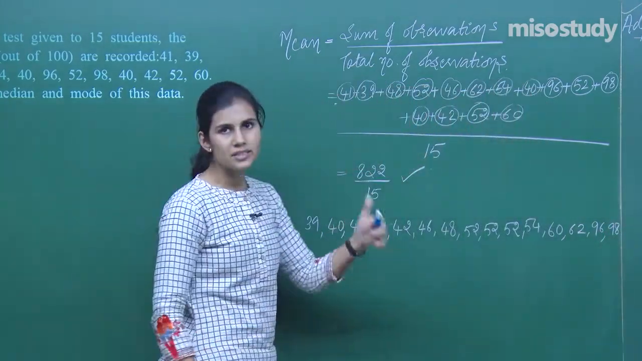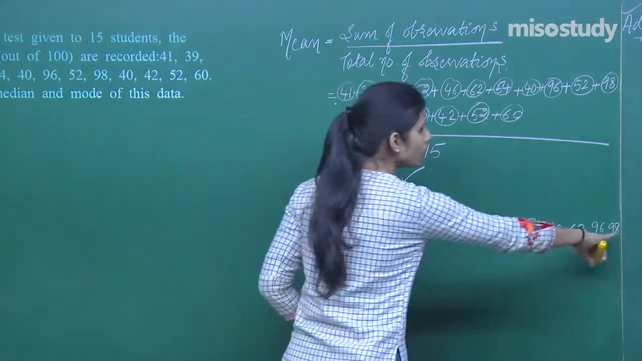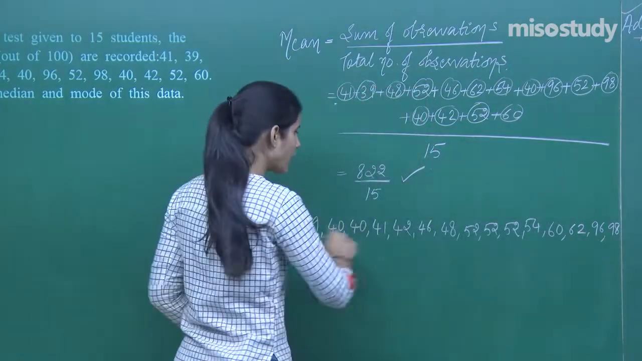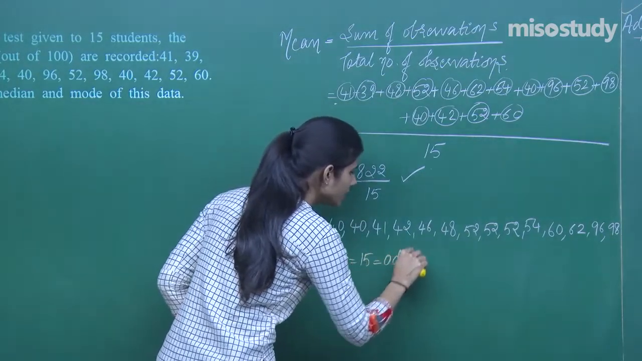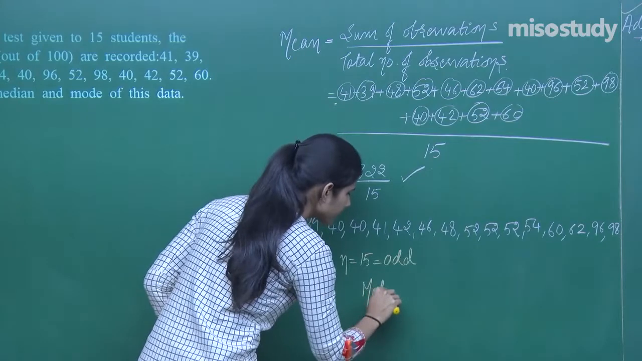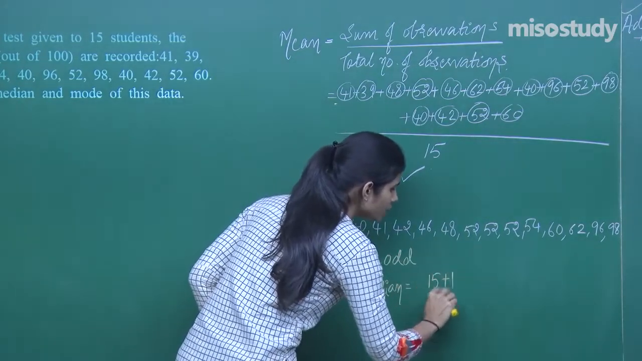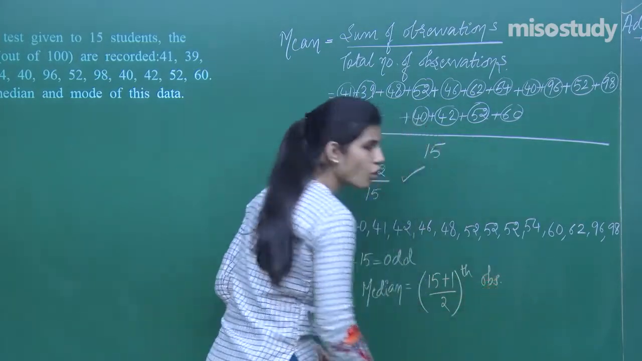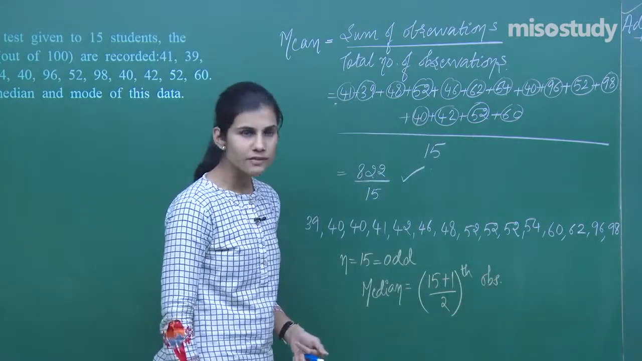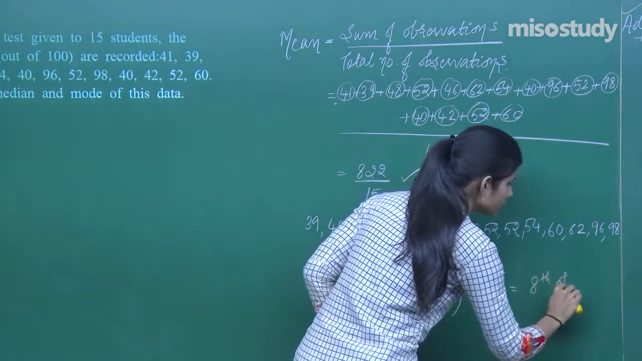Each value now has a fixed position. This is first observation, second, third, fourth and so on, 15th observation. Count the total number of observations. It is 15, which is an odd number. So what is my median? It is the 15 plus 1 by 2th observation. If n is odd, then n plus 1 by 2th observation is my median. That means 16 by 2, that is the 8th observation.